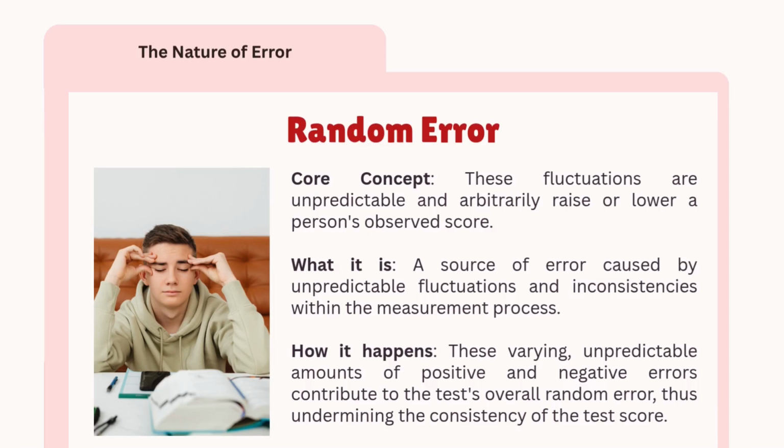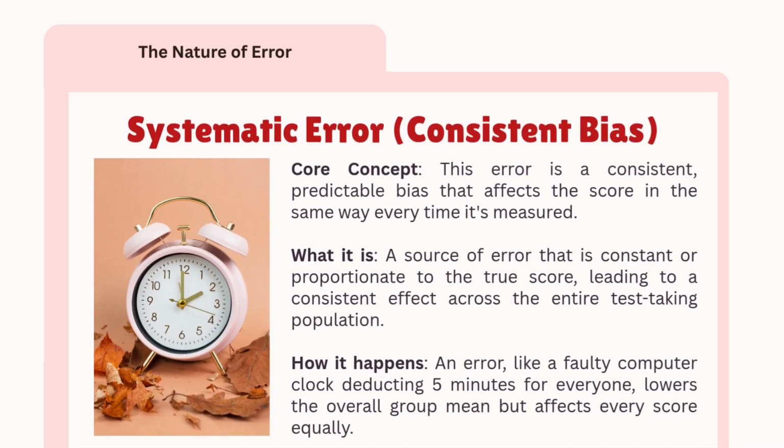Now let's go over systematic error. This error is a consistent, predictable bias that typically affects the score in the same way every time it's measured. So it is a source of error that is constant or proportionate to the true score. Unlike random error, it still pushes the scores away from the true value, but it does it in a consistent direction across the entire group.